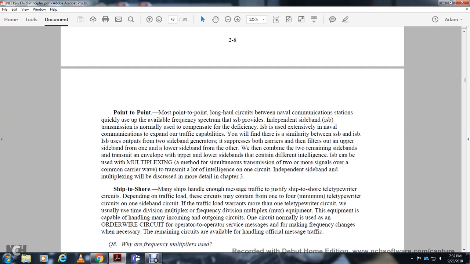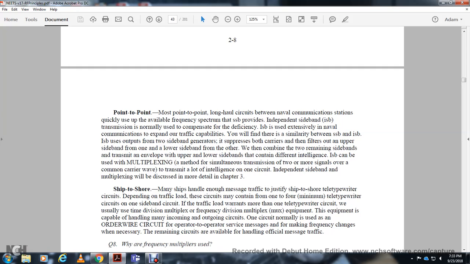You have the output of the two sidebands, which generates the spread of the bulk carrier filters, the upper sideband from one and the lower sideband from the other. Combining the two remaining sidebands permits the envelope of the upper and lower sideband containing different intelligence into the independent sideband, using the multiplexing method of simultaneous transmission of two or more signals over the common carrier wave.